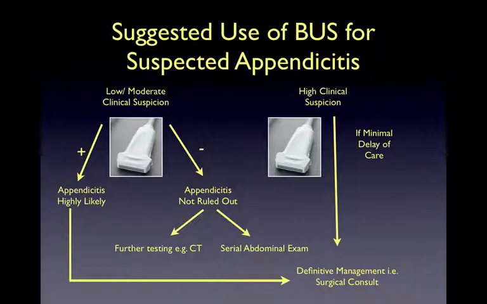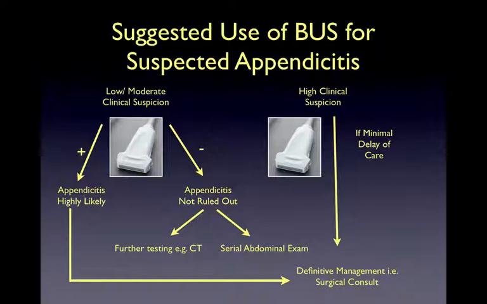The following is a suggested algorithm in the use of bedside ultrasound for diagnosis of suspected appendicitis. In patients with low to moderate clinical suspicion for appendicitis, those that have positive screening ultrasound should be evaluated by surgery. However, appendicitis is not completely ruled out in those that have negative bedside ultrasound studies, and either further testing or serial abdominal exam should be considered to risk stratify the patient.